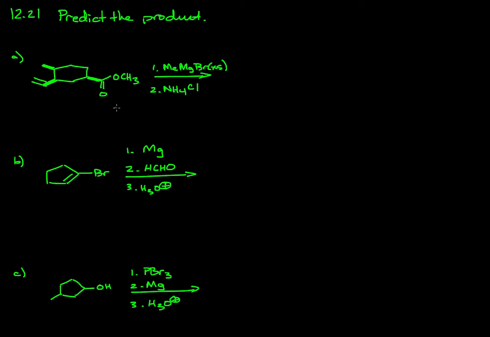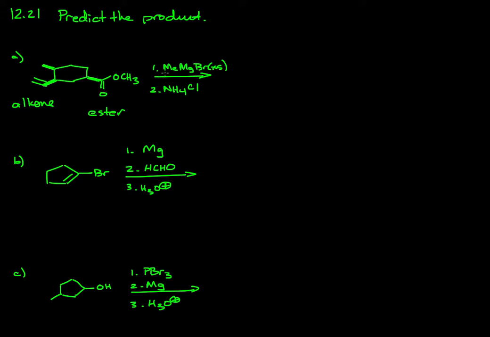So again, in keeping with our strategy for solving these problems, we want to identify the major functional groups present in each of the starting materials. For part A, this group here is an alkene, and this group here is an ester. Remember that a carboxylic acid derivative with an alkyl group in place of the proton is called an ester.